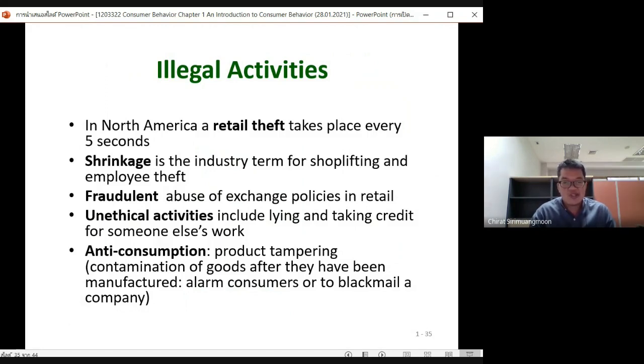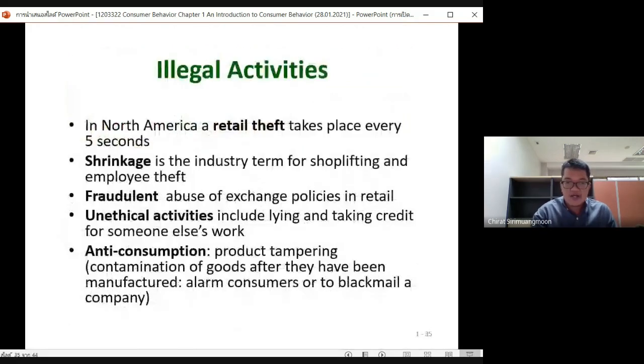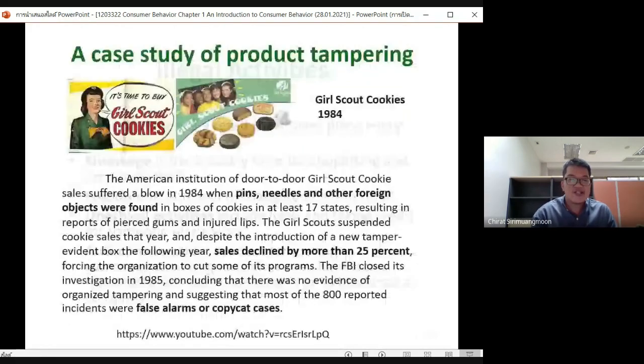Or anti-consumption. One example is product tampering, or a product that is contaminated with other substances that it should not have. I have one case study for anti-consumption, a case study on product tampering. This is Girl Scout cookies. Girl Scout cookies were very famous around 1984 or 85.